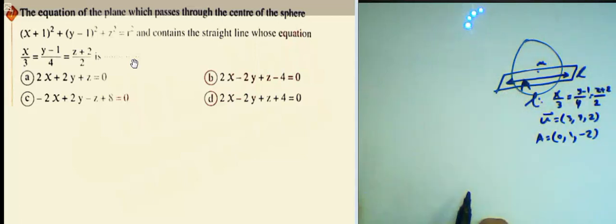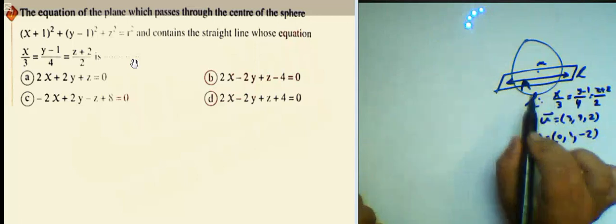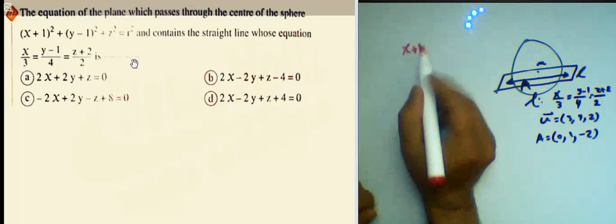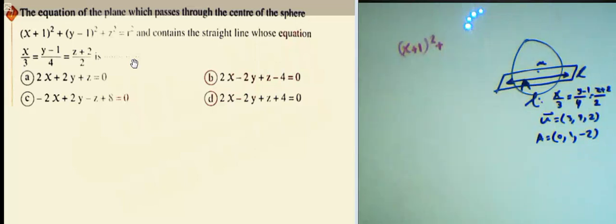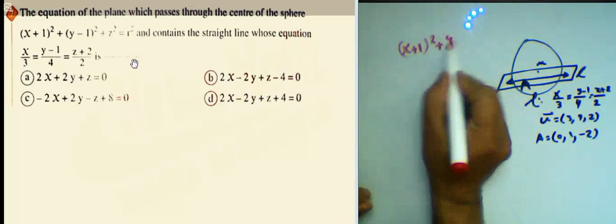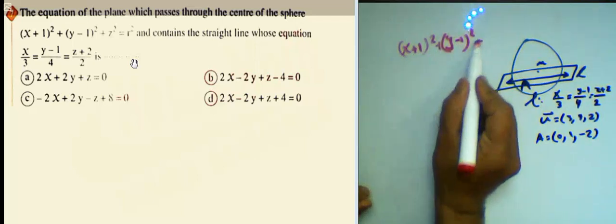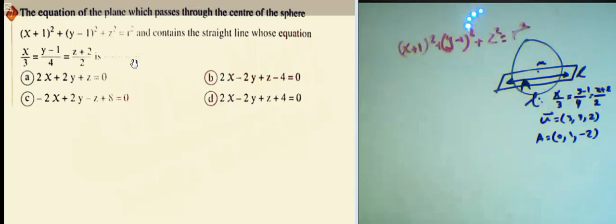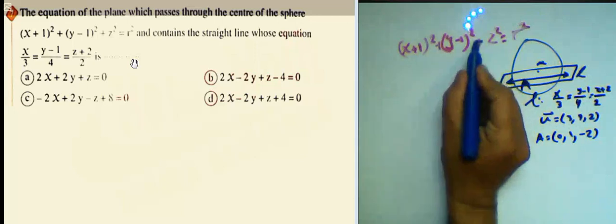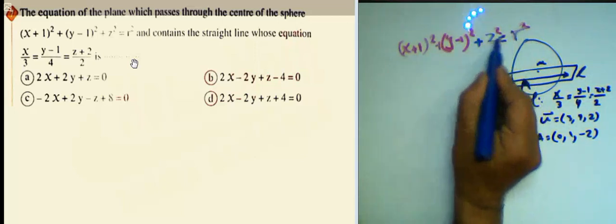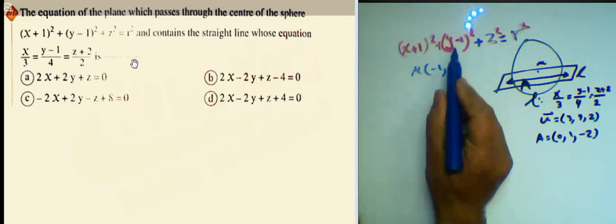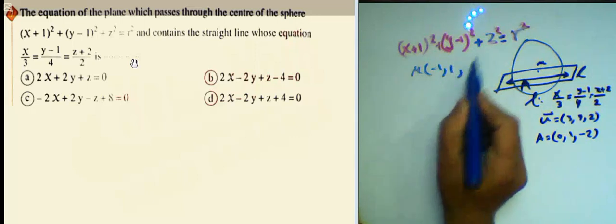Then we can find the center of the circle, because they give us in this example the equation of the circle: (x plus 1) power 2 plus (y minus 1) power 2 plus z power 2 equal r power 2. He gives us this equation, okay, my students? Understood? We can find the center of the circle: negative 1, negative, negative 1 will be positive, and 0.